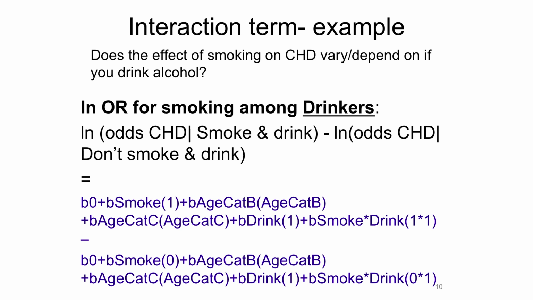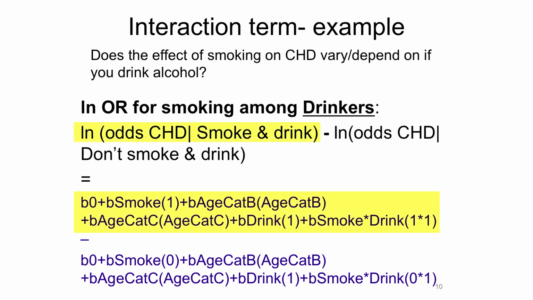So I would suggest that you write out the full log odds equation for smokers and non-smokers within each level of drinking. You probably won't need to do this each time once you get used to calculating and interpreting strata-specific odds ratios, but I think it's a good way to learn it. So let's start with the drinker stratum.